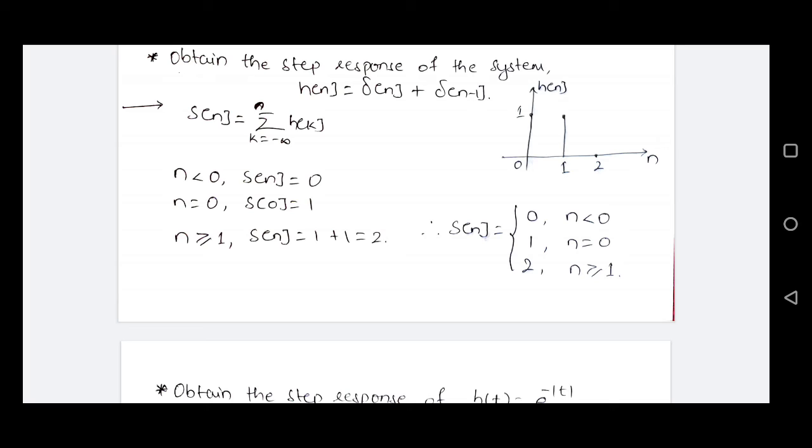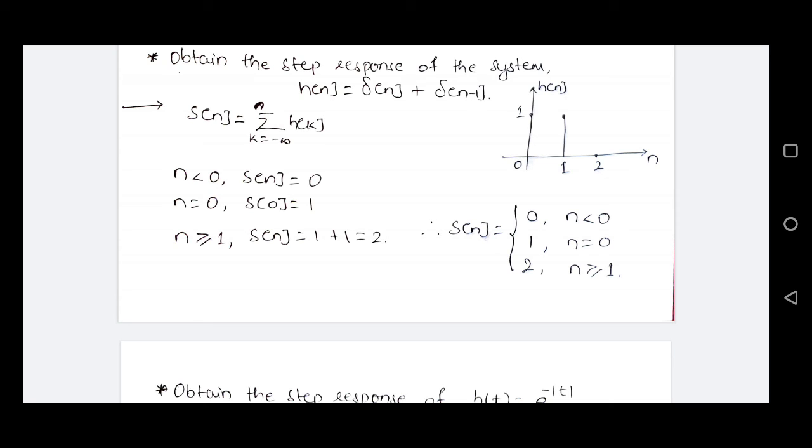And for all the values of n greater than or equal to 1, we'll be having two samples in the impulse response, at n equals 0 and at n equals 1. Therefore, the step response will be the addition of both those samples, 1 plus 1 equals 2. Therefore, step response s of n will be having three values. It will be 0 for n less than 0, it will be 1 for n equal to 0, and it will be 2 for n greater than or equal to 1.